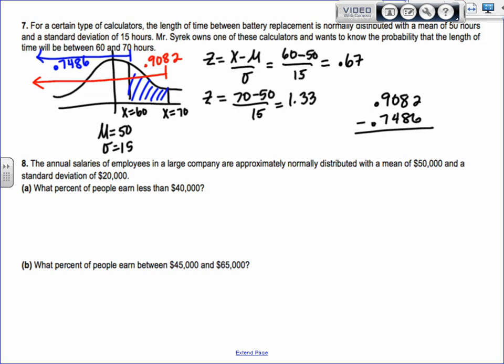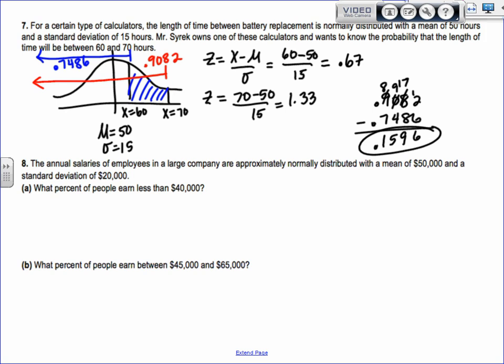So this one you don't really need the tails. It wasn't like both your z-scores were on opposite sides. That's when I would recommend finding the tails, if one was positive, one was negative. But if they're on the same side, you can actually just take one minus the other. Does that kind of make sense when you see the picture? Okay, so if you subtract it out, you get 0.1596. Did you guys get that?